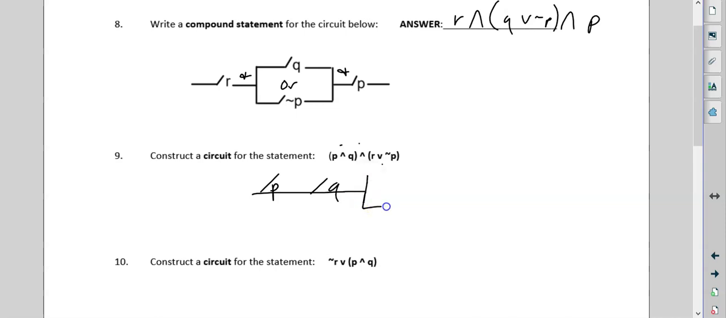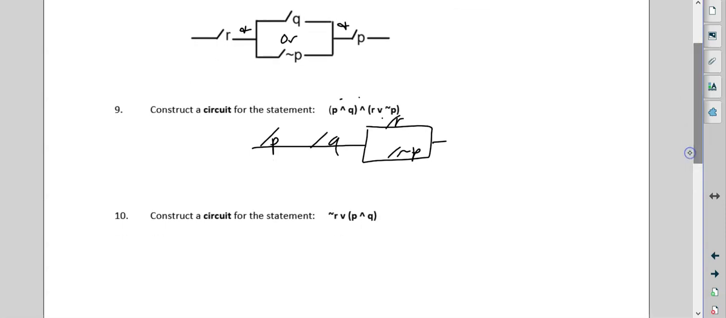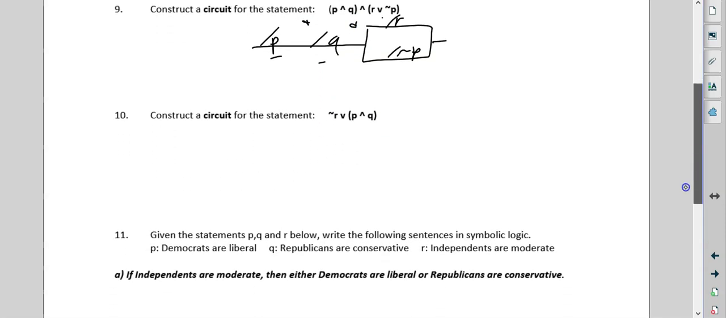And coming into our box, which is our or statement, we have R on the top, and on the bottom we have not P. Remember, you technically should have a little line out there. If you don't have that, not going to mark it wrong, but it should be there. And that's it. We have P and Q. Because remember, this really means and, this means and there. You don't draw those in. I'm just showing you.